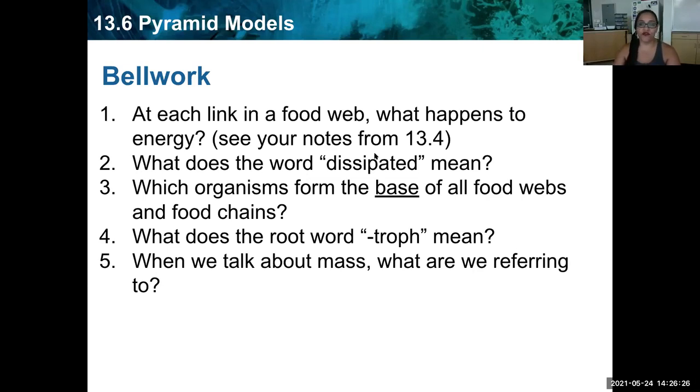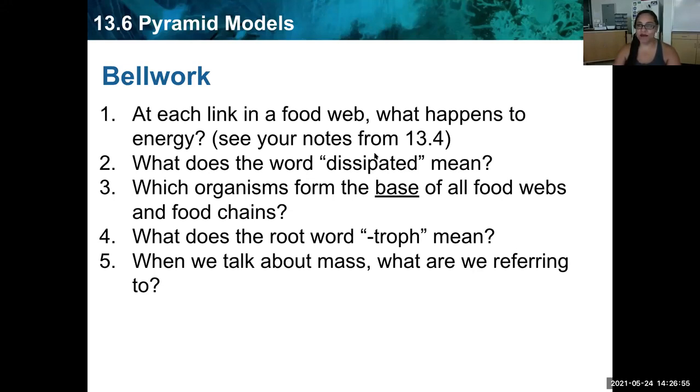What does the root word troph mean? T-R-O-P-H. When we talk about trophic levels, or autotroph, or heterotroph, what does troph mean? Food, yep, good. And when we talk about mass, what are we referring to?